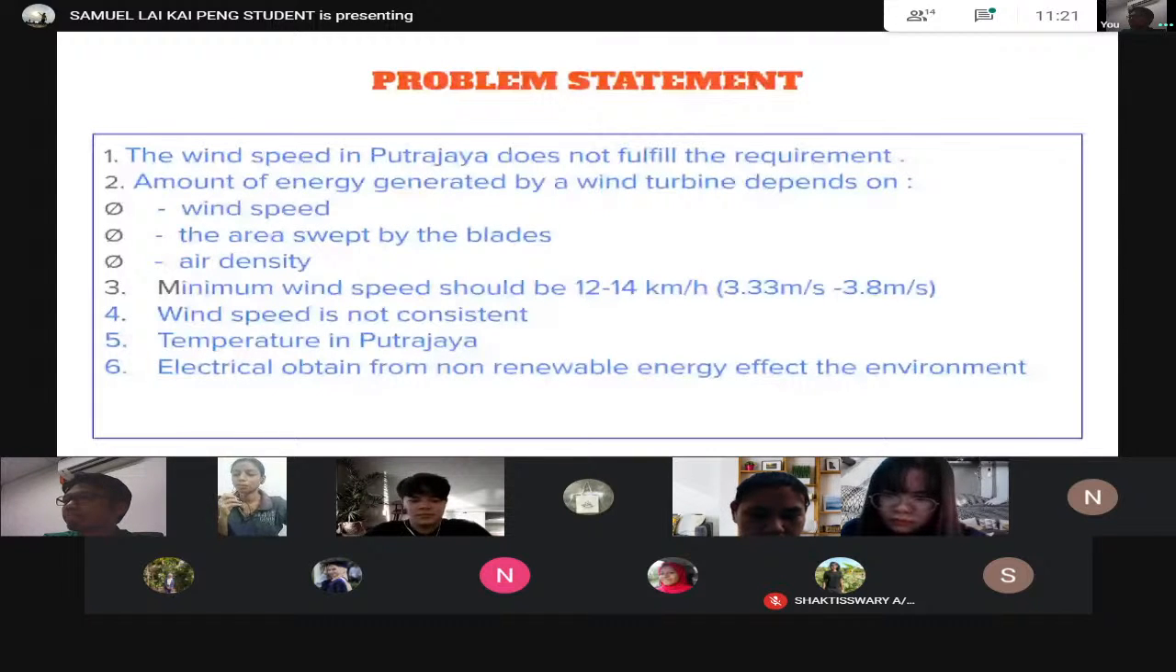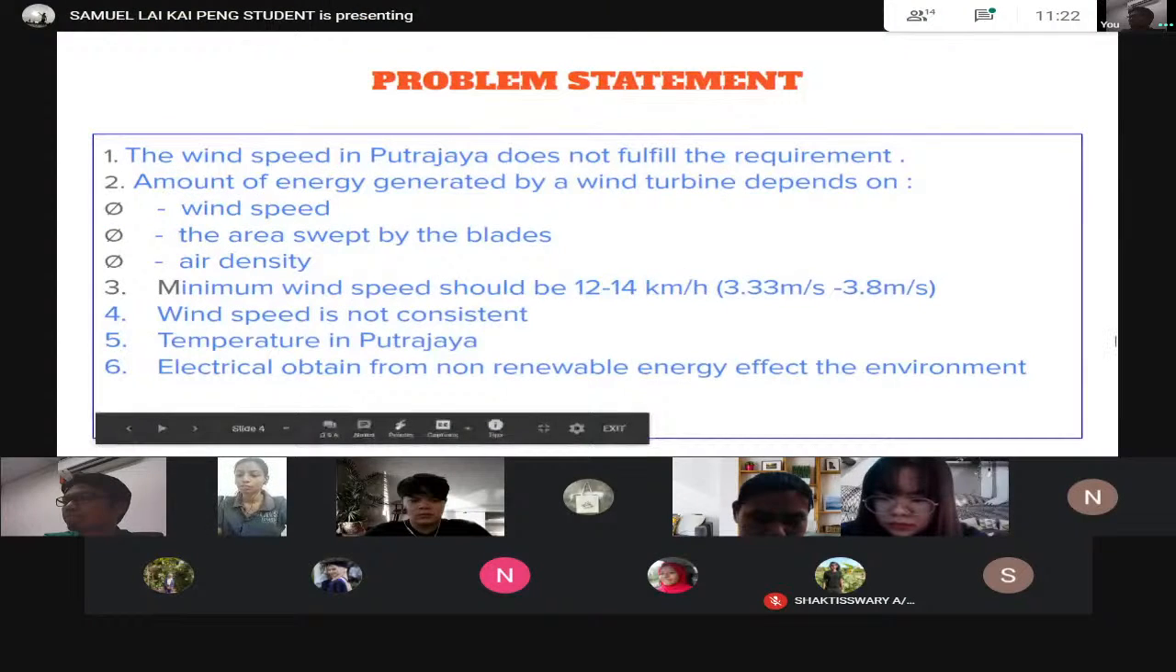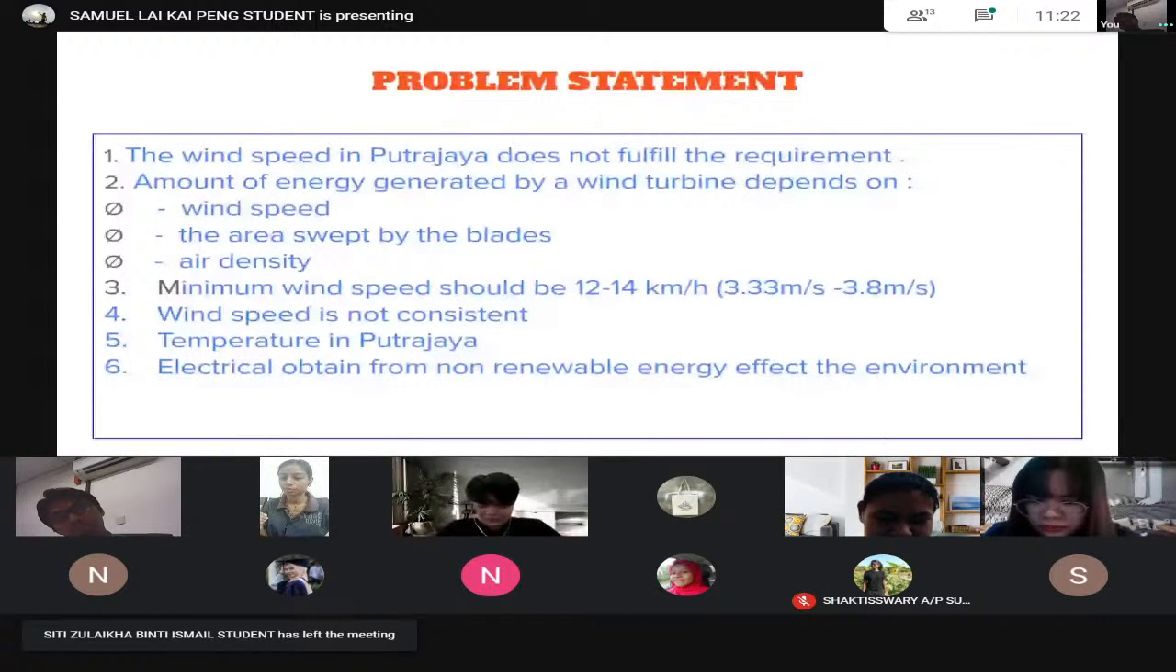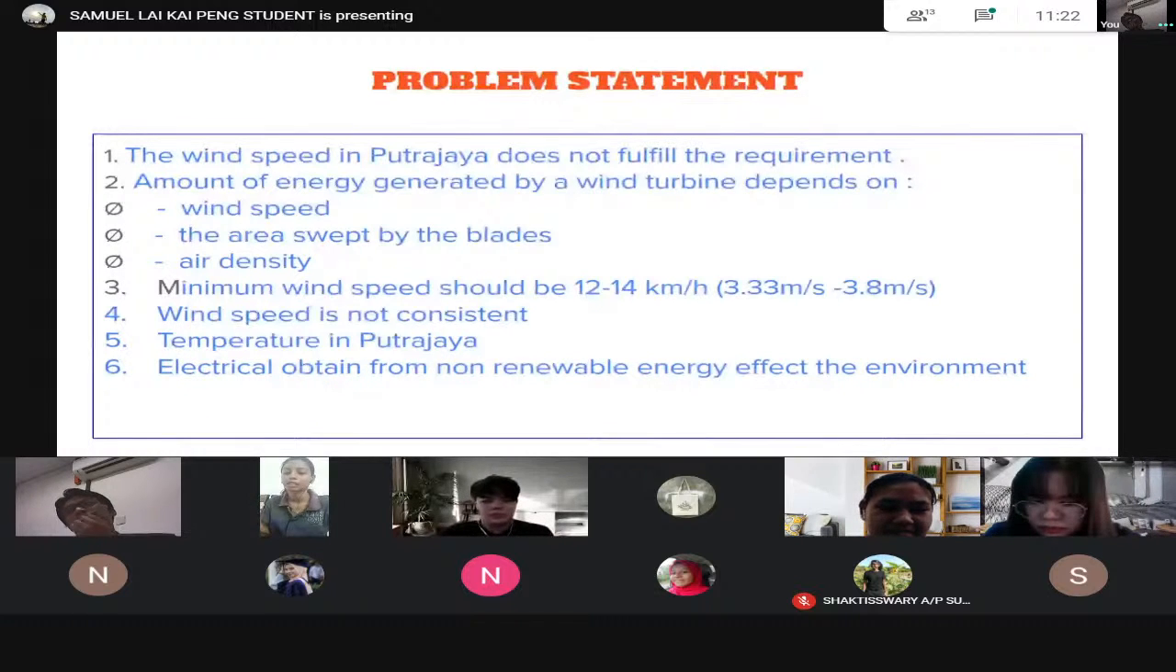Lastly, electricity obtained from non-renewable energy affects the environment because nowadays we are using fossil fuel for the production of electricity. Using fossil fuel can affect the environment, which can cause global warming. Unlike renewable energy, which does not produce carbon dioxide and affect the environment.